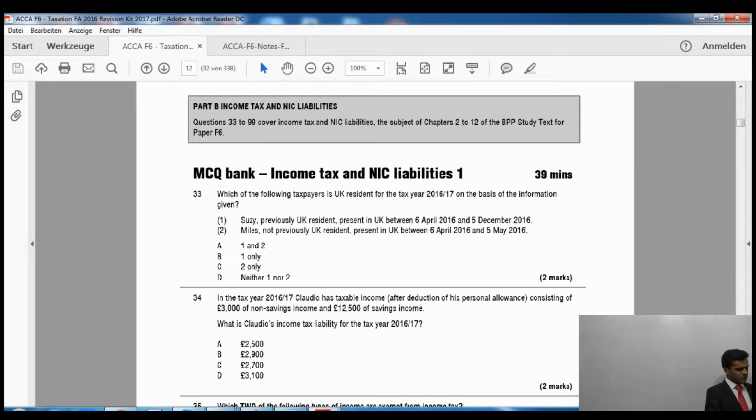Let me do the calculator. If we do £9,500 at the rate of 20%, it comes to £1,900 plus £600 of non-savings income tax. So altogether £2,500. Is there an option with 2,500? Yes, there is. Option number A, please. So that is option number A, question number 34.